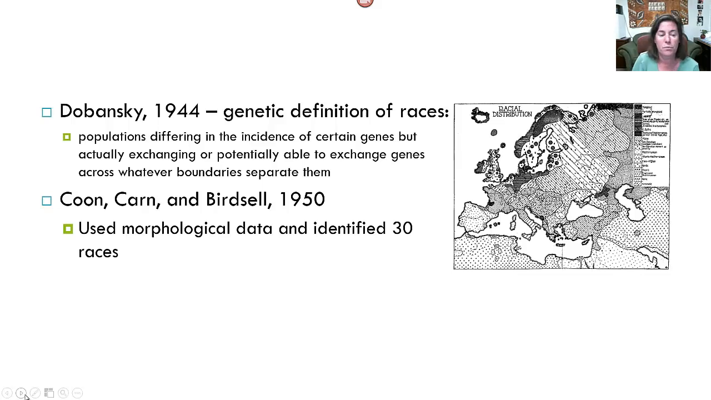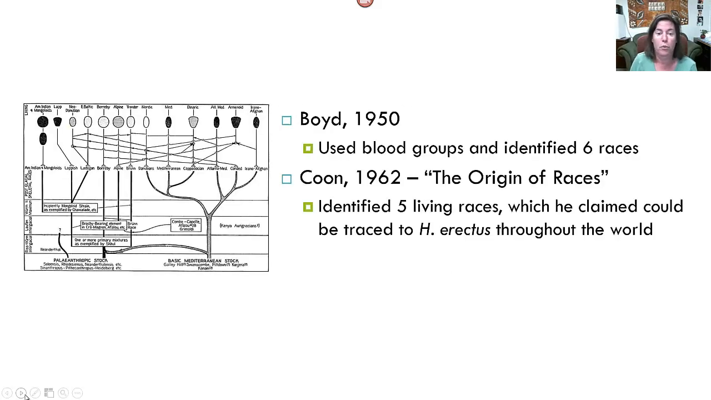There were two books produced during this time. One was by Coon, Garn, and Birdsell in 1950. In this book, they used morphological data to explore human variation, and they identified 30 different races. Boyd in 1950 used blood groups and identified 6 races, and Coon in 1962 published a book on the origin of races, in which he only identified 5 living races, and he claimed they all could be traced to Homo erectus throughout the world.